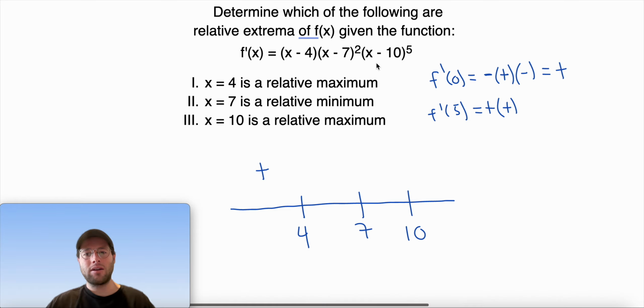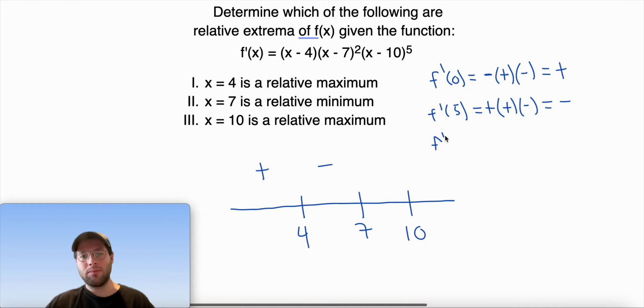And then we have 5 minus 10, which is negative, and then we're raising that to the fifth power, which because it is an odd power, will still be negative. So that will result in a negative value. So we have negative right here. This interval is negative. For this next one, let's plug in 8.